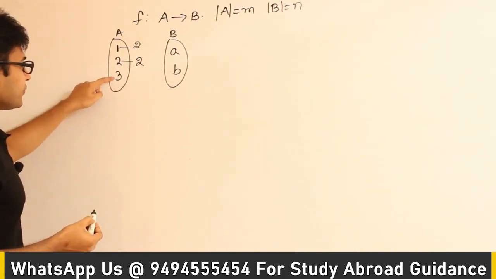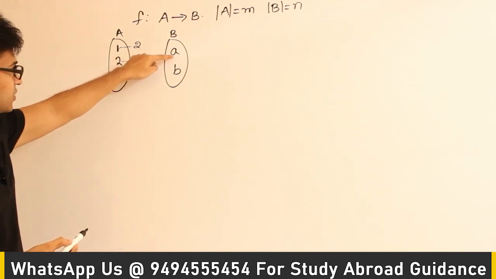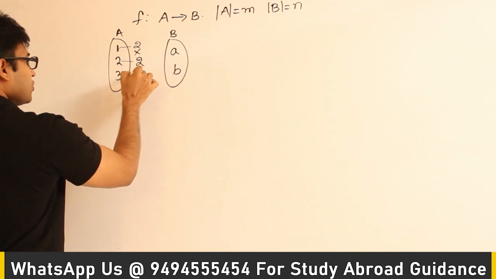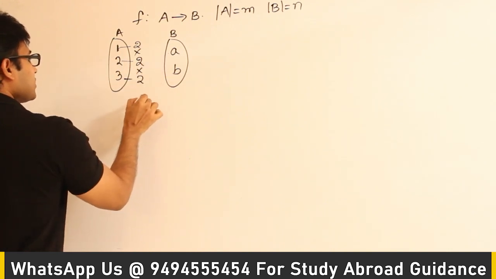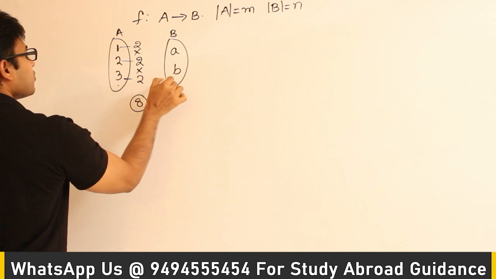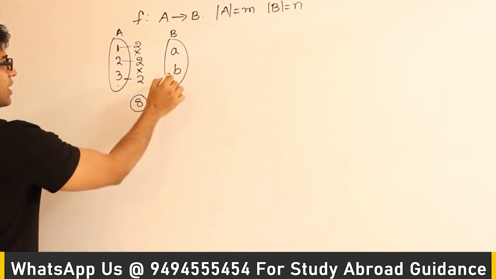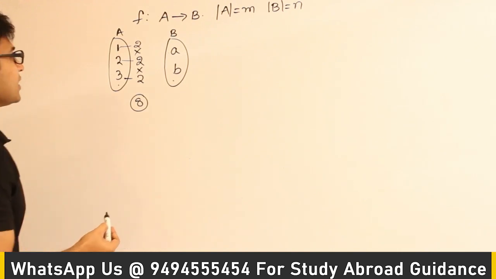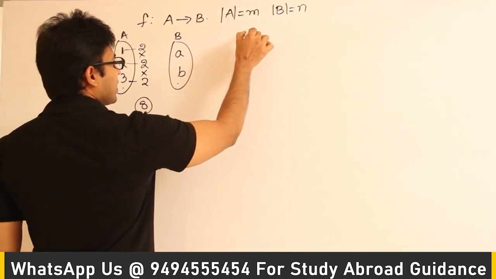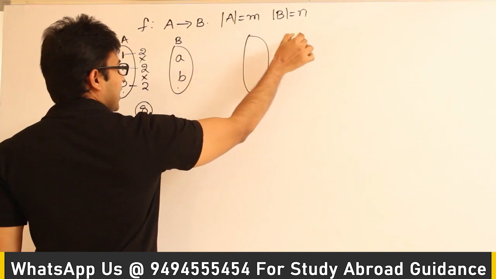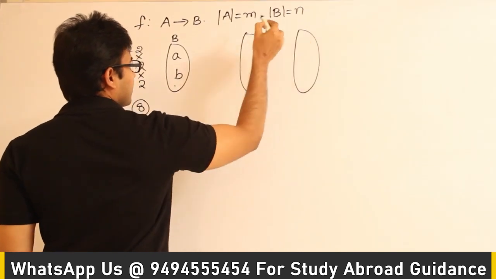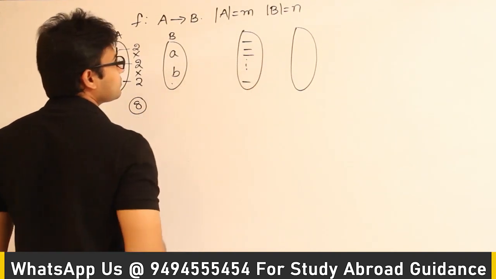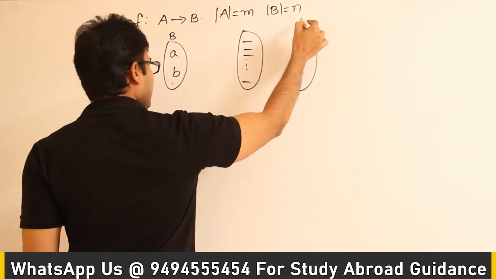And what about 3? 3 is also having 2 choices. It could either use A or it could use B. Therefore 2 into 2 into 2, which is nothing but 8 functions are possible from a set A to B, in case A is having 3 and B is having 2 elements. Now let's try to generalize it. So let's see what happens if A is having m elements and B is having n elements.